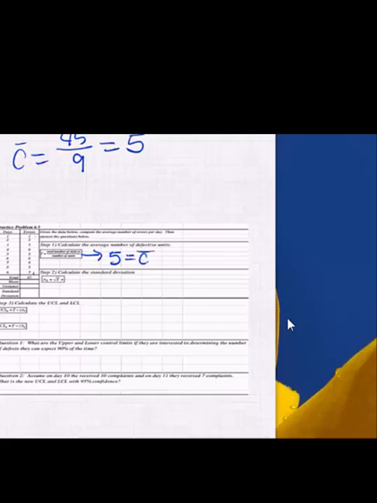Then if we calculate the standard deviation of C, we just take the square root of C bar. So the standard deviation of C bar is just going to be the square root of 5, or 2.236 right here.